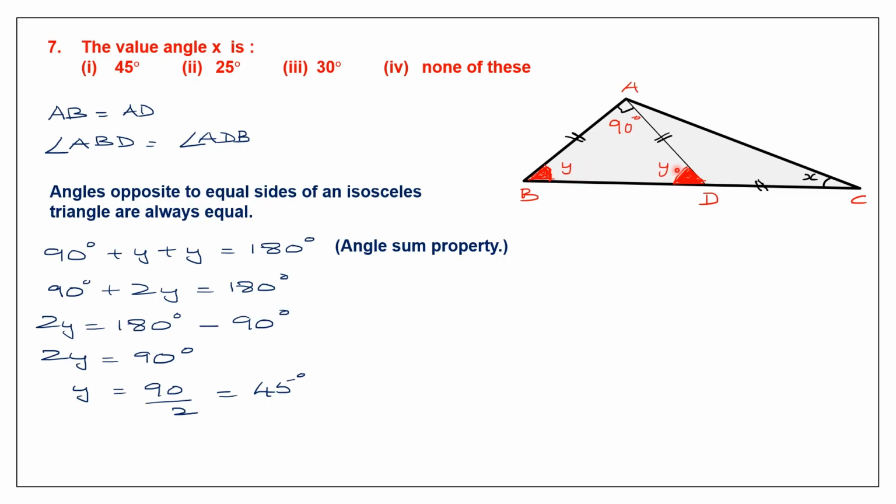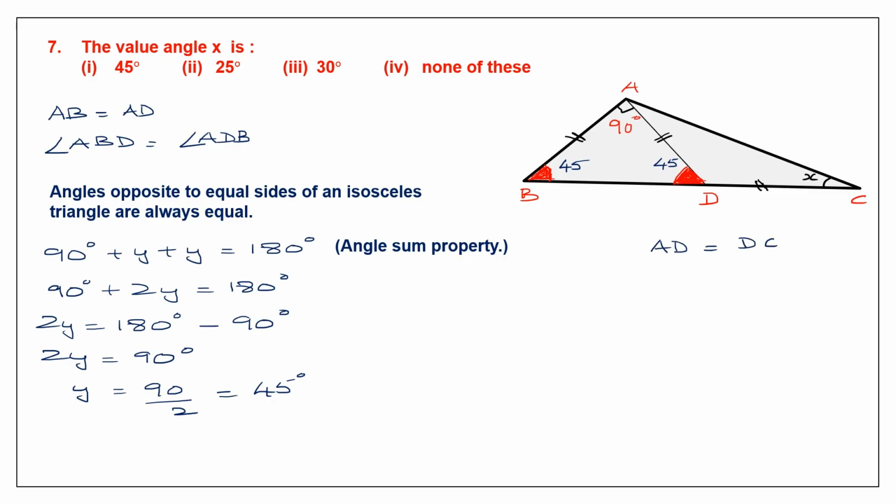So let's remove the letter y and put 45 degrees there. This is 45 and this is 45. Now let's look at the other triangle, triangle ADC. So far we looked only at the first triangle. Now here we can use the property of exterior angle to find the value of x. How can we do that? Again, can you see AD is equal to DC? So let's write that here: AD is equal to DC.